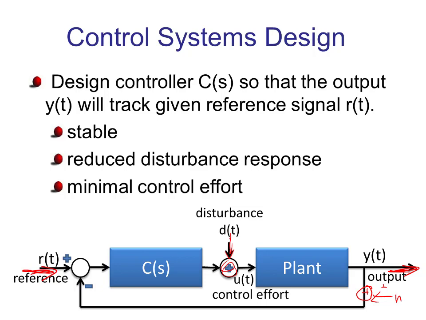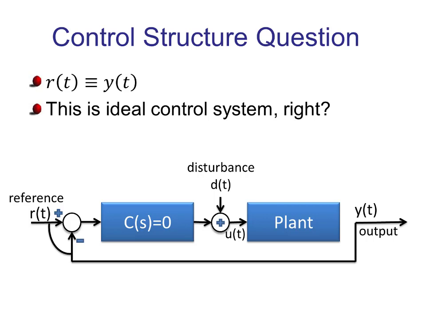Now, I have a tricky question for you. So we said that we want Y of T to track R of T closely. So we want them to be identically equal. This is perfect, right? If they are identically equal.